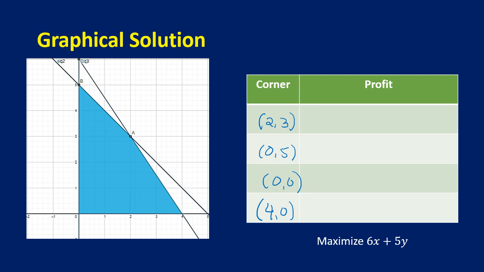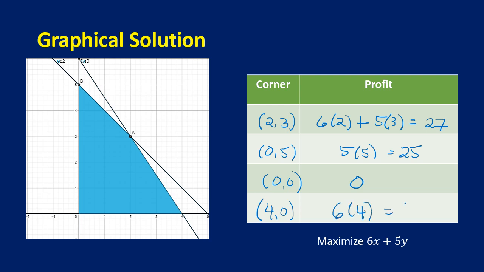What is the profit for the point (2, 3)? Remember that our profit is 6x plus 5y. Let's substitute 2 for x and 3 for y. That's 6 times 2, 12, plus 15, 27. If it's (0, 5), that's 5 times 5 or 25. For (0, 0), the profit is 0. And for (4, 0), that's 6 times 4 equals 24. So 27 is the highest profit.